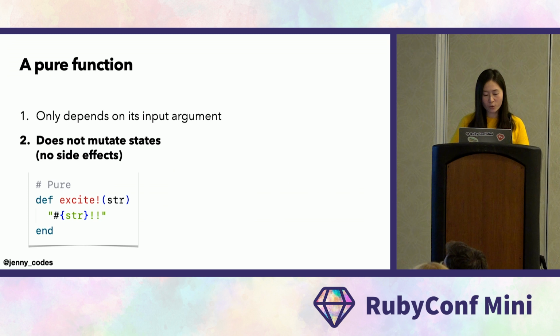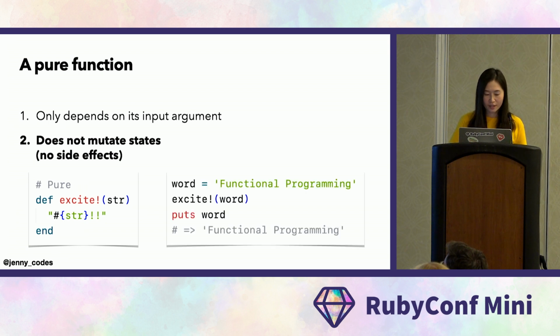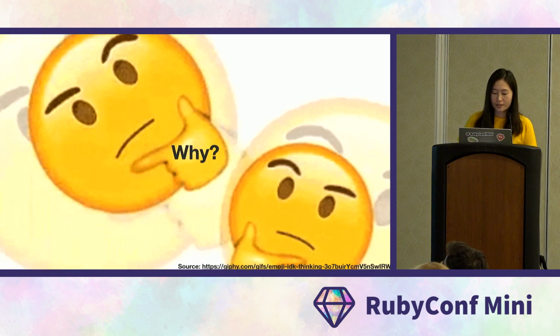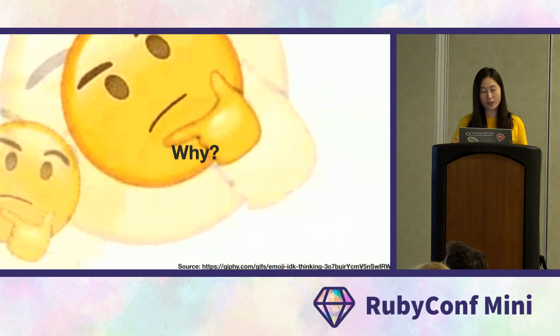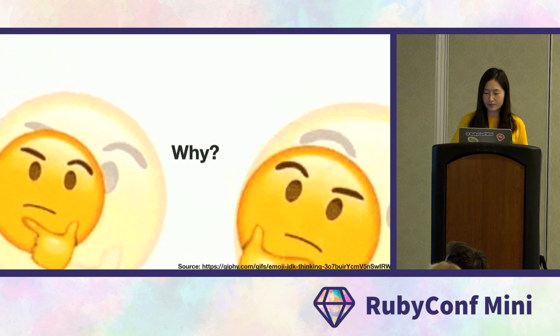To make it pure, we don't update the variable itself, but create a new string and return that new string, so that the original value will not be affected. And the question again, why? Why do we want to limit ourselves like that?